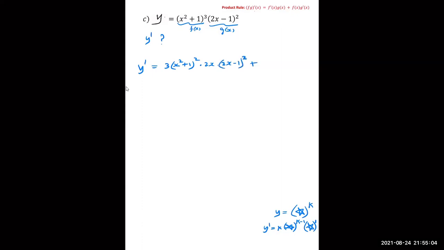And then plus, I need to complete this part. f of x times, of course, my f of x is this whole thing. That is (x squared plus 1) to the power 3 times the derivative of g, g prime of x. That means you need to take the derivative of this function. Again, you are going to use the star rule. Here is your star. You have star to the power 2.